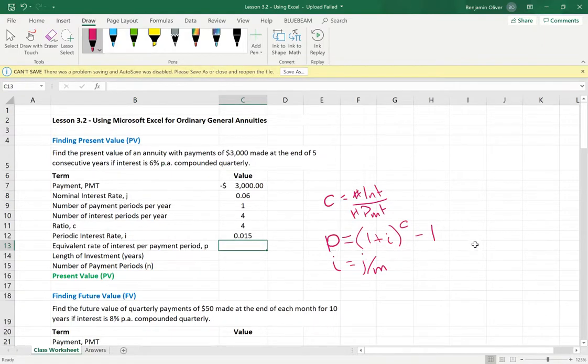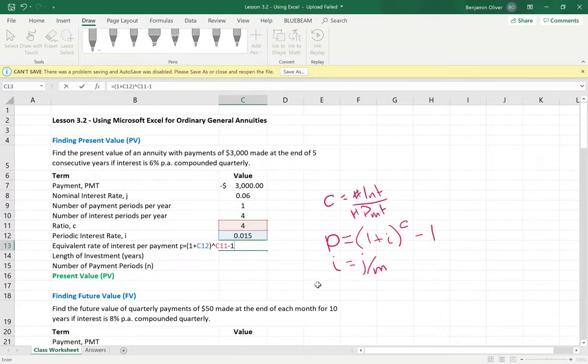So now we can add this formula, okay, and we can calculate the equivalent rate of interest per payment period, P. So equals, I'm following the exact same that you would in a calculator, okay? 1 plus, I'm going to select periodic interest rate cell, end bracket. Exponent, remember, I call it the hat symbol. And that's the exponent C, you see over here, so I'm going to click C.